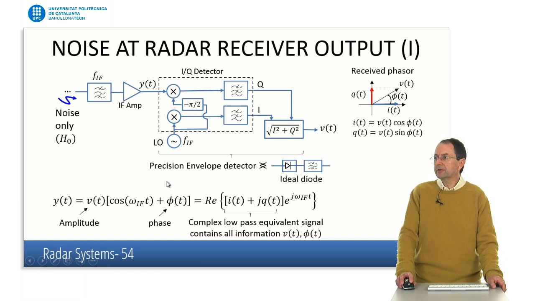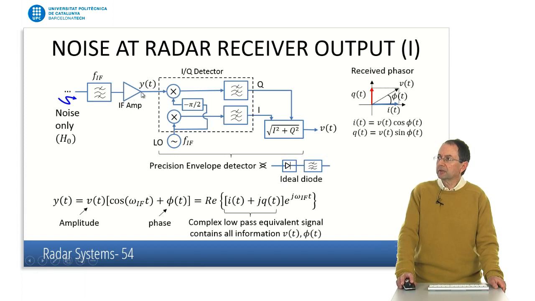Okay, let's look into the statistics of both the signal or the noise when there's no target, or the noise plus echo signal when we have a target, in order to compute the probabilities. So, let's take a look at the output of the receiver.